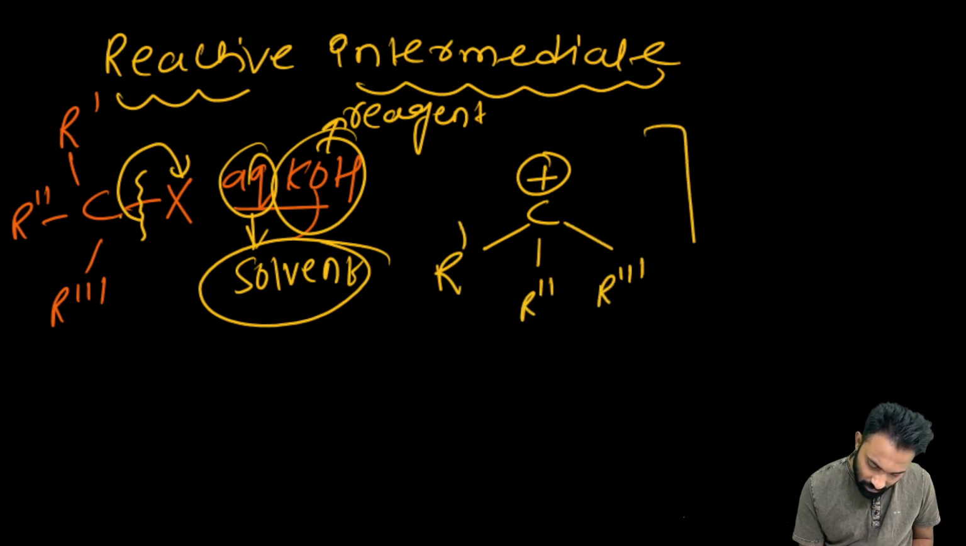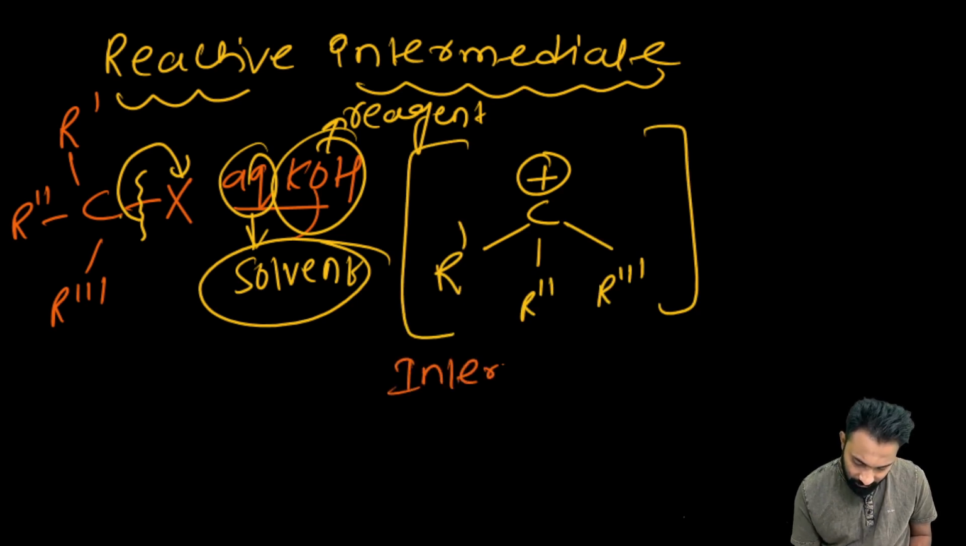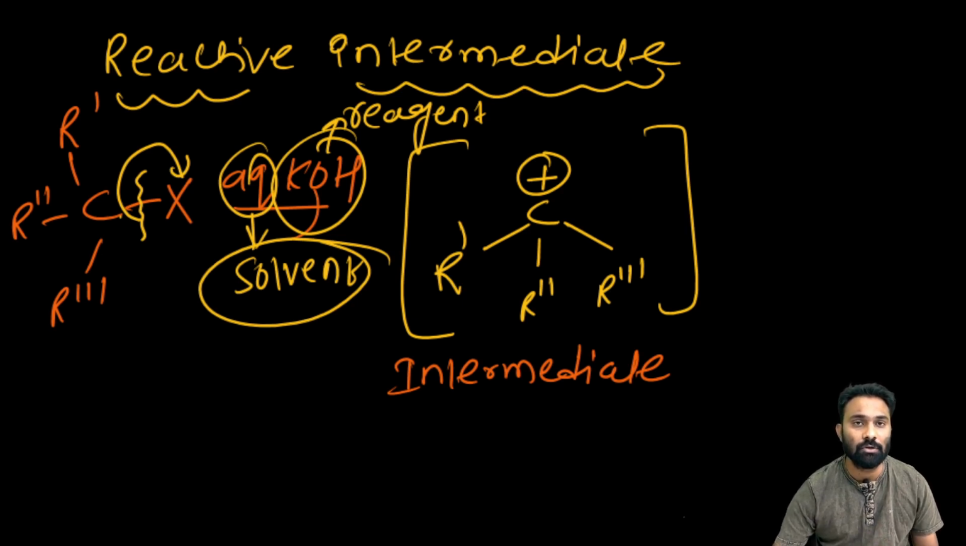When this carbon has got the positive charge, now this is an intermediate. In the middle of the reaction it has been formed, right? So we call this a reactive intermediate.